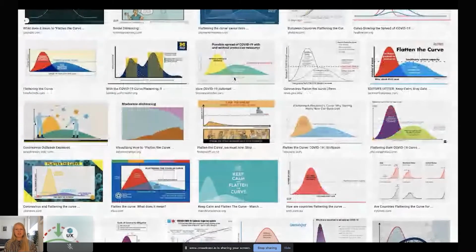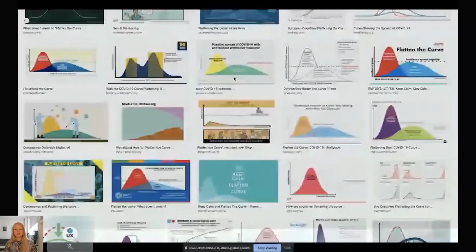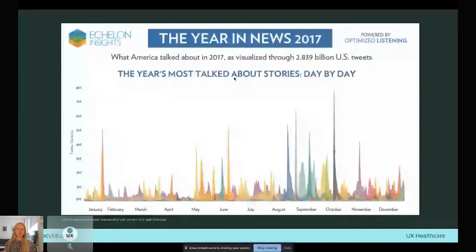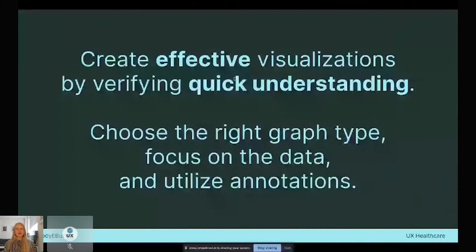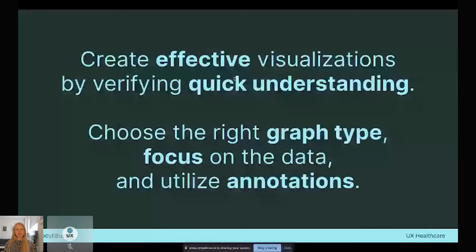So annotations can help when we have a really complex visualization. Here there's a lot of data showing Twitter activity for US news a few years ago. And if we just use simple annotations and highlight those most important things, it's easier to understand and see the full story and picture of the data. So we can create effective visualizations by verifying quick understanding through choosing the right graph type, focusing on the data, and utilizing annotations when relevant.